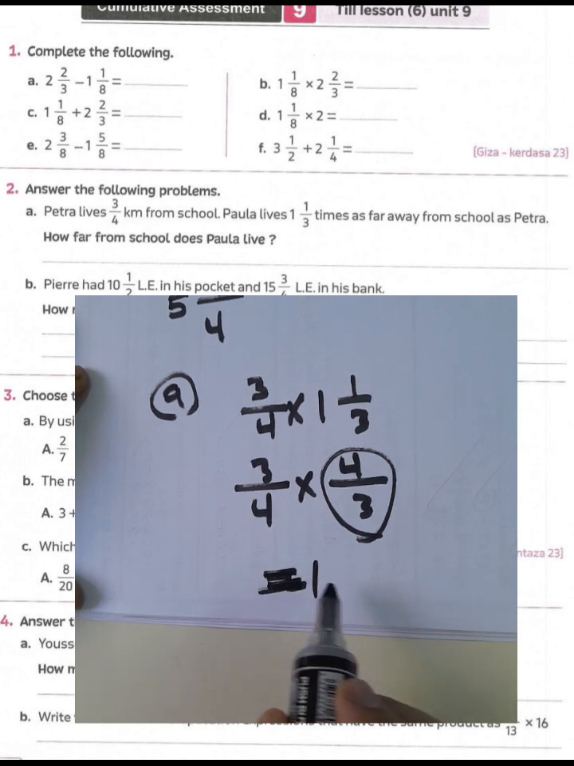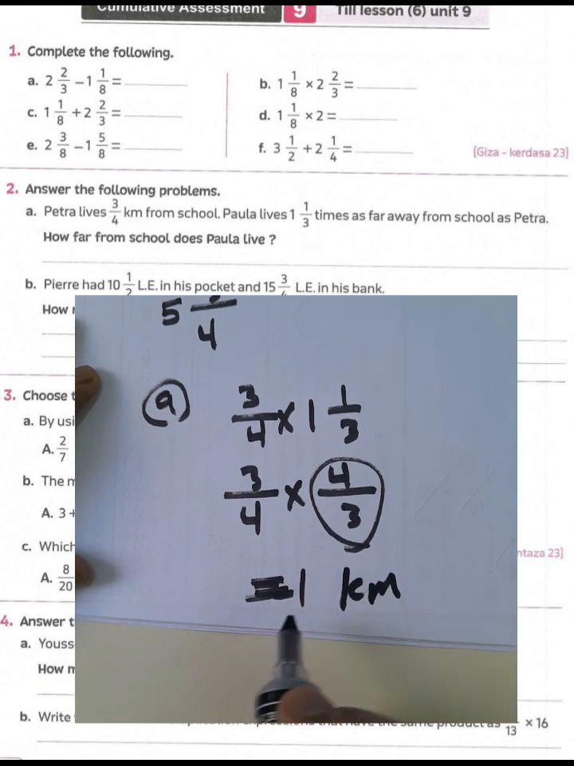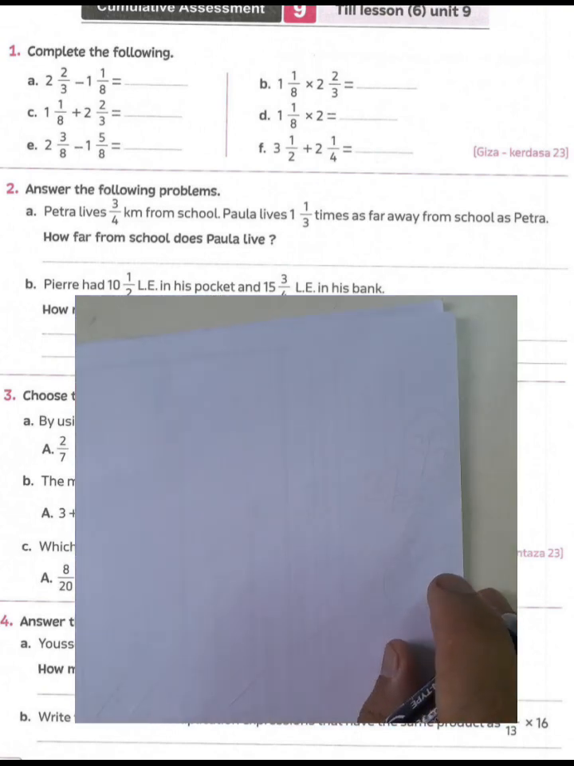Okay, the result here will be 1. It was question letter A: 1 kilometer. Look at question letter B.